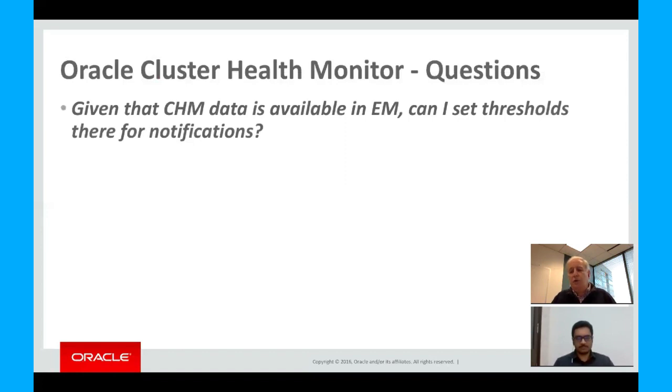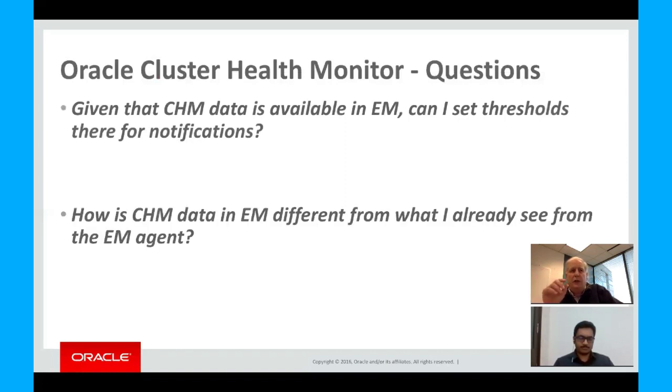So you're saying that EM pulls data from the management repository by virtue of going to the pages, instead of the management repository pushing data to EM so it can set thresholds. Correct. I see. Okay. All right. So how is CHM data in EM different from what I already see when the EM agent collects data? Right.